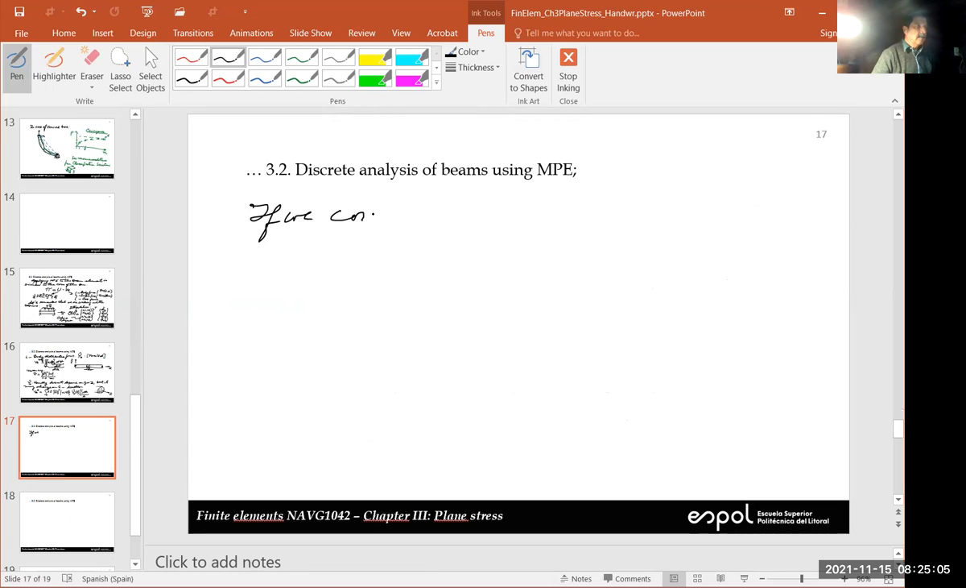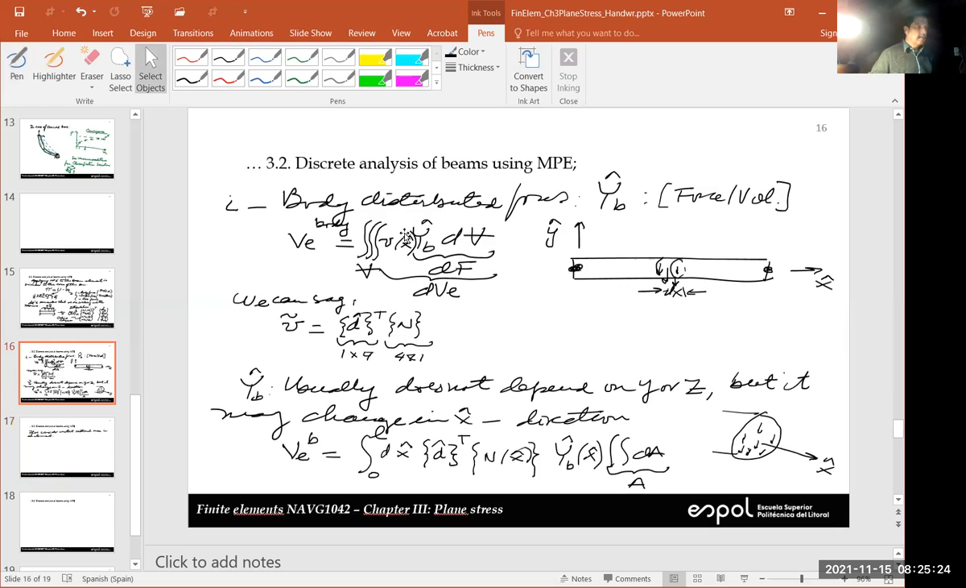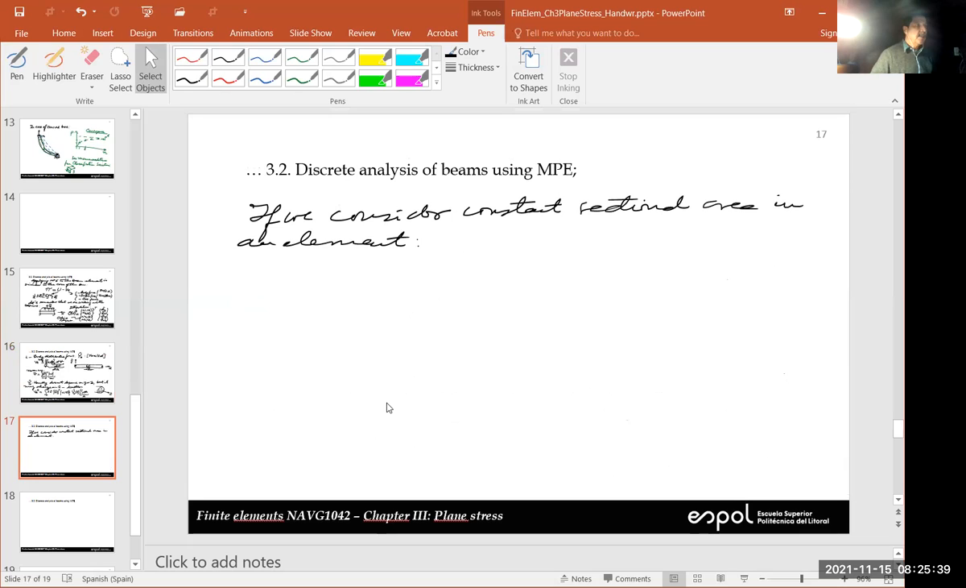So if we consider constant sectional area in an element, okay, let me go back. So this A, this D will be outside, because they don't change in X.